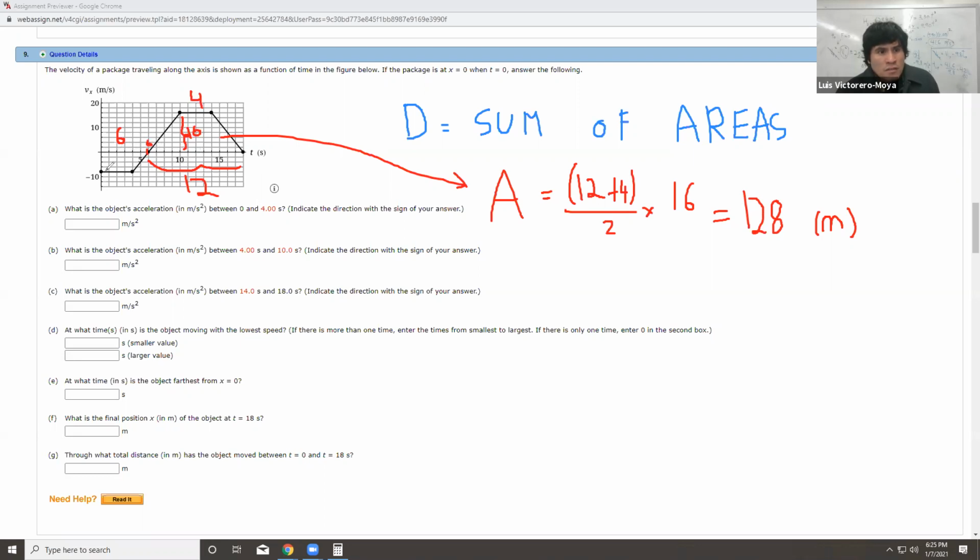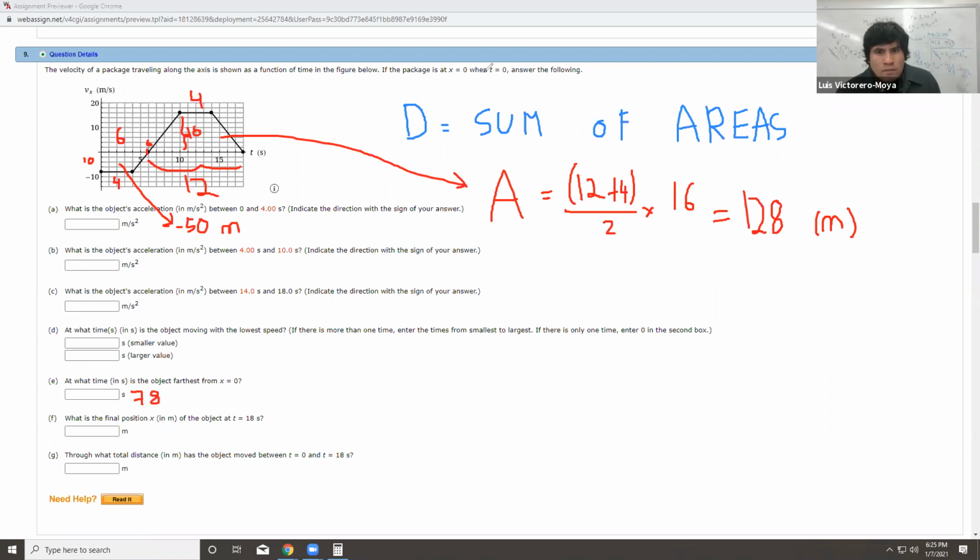This is 6. This is 1, 2, 3, 4, and the height is 10. 6 plus 4 is 10 divided by 2 is 5 times this is 50. So this area here is 50 meters. Technically, it's negative. So the displacement, which is the final position, will be 128 minus 50, 78.